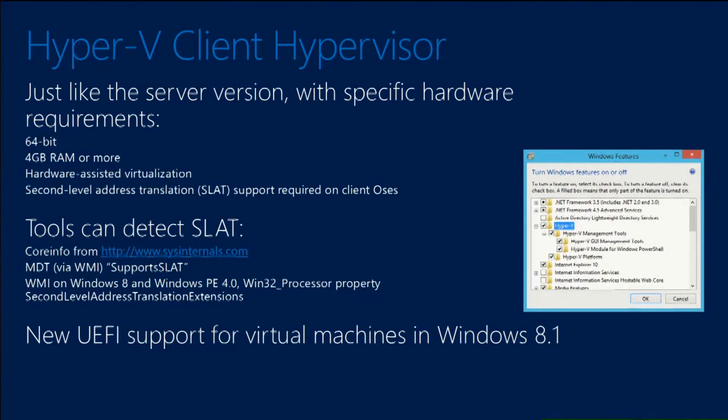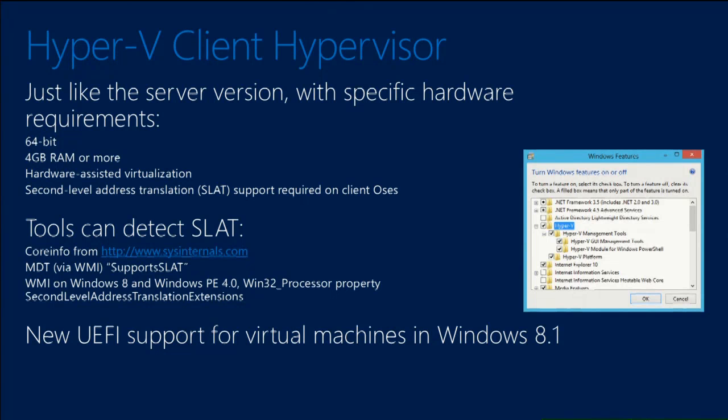So then the question really becomes, well, how do I detect that? We do have the Core Info tool from Sysinternals that will detect that for you. MDT also includes logic that just queries WMI. Windows 8 and Windows PE 4 and 5 and above include that property on the Win32 processor class. You can just look for SecondLevelAddressTranslationExtensions. That'll be set to true or false depending on whether that's present.